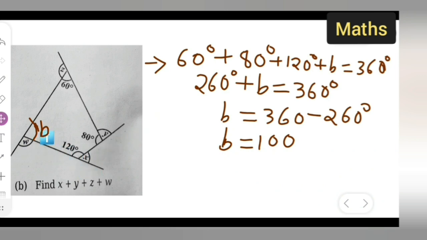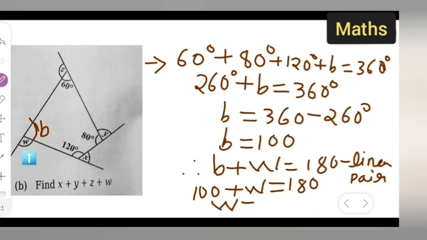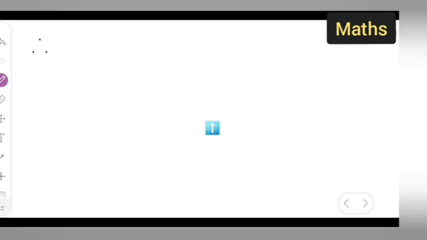Now can you all find all these values? Let us find out the value B plus W. Therefore, B plus W is equal to 180. That will be the linear pair. Now B is 100. W we don't know. We need to find out the value of W. Now this is equal to 180. So what we are going to do is W is equal to 180 minus 100, which will give you, what will be the value of W? The value of W is going to be 80. Therefore, you can write down W is equal to 80.